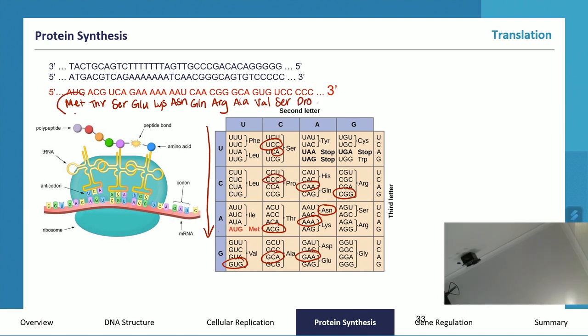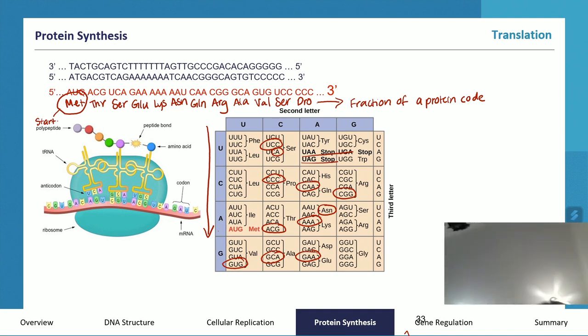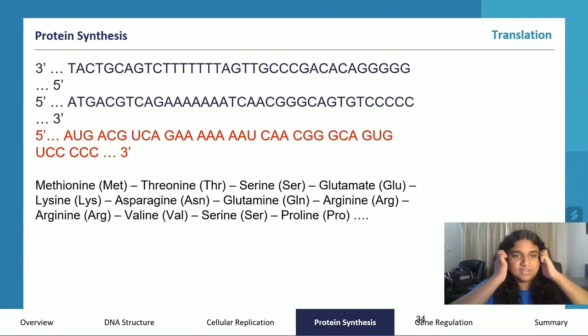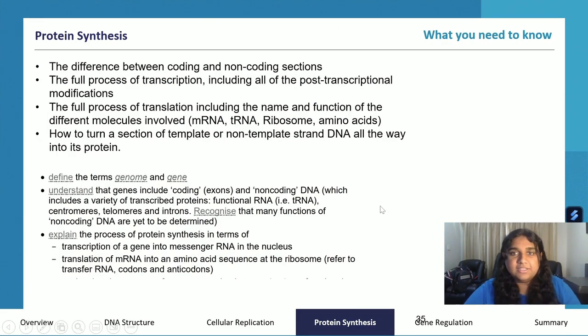So notice here we started off with a MET, so this is the start of the protein code. However, we didn't end up with any of the stop codons, so this is only a fraction or part of a code for a protein. You'll only get a full protein code if it starts with MET and then ends with any of the stop codons. Like so. So here's the answer for it if you were watching the recording and you wanted to skip me going through it. But once again, this is only part of a code for a protein.